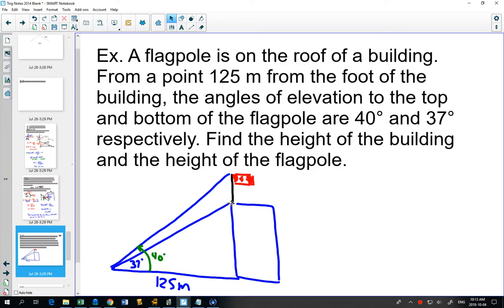Okay. What is the height of the building? I'm going to say this is one of the things that we want to find out. I'm going to call that x. What is the height of the flagpole? I'm going to call that y. Can you see where our 90-degree angle is?